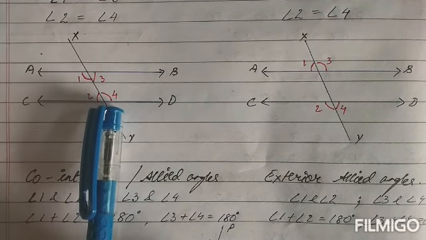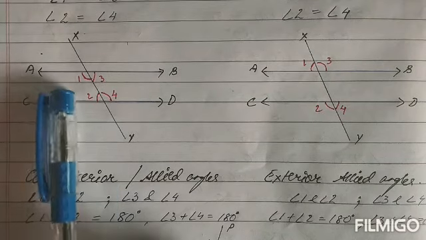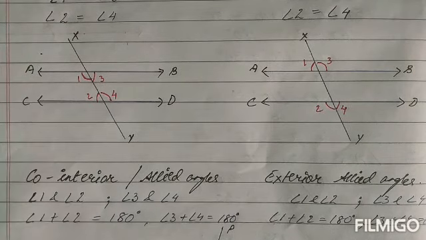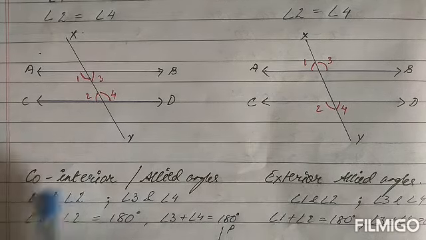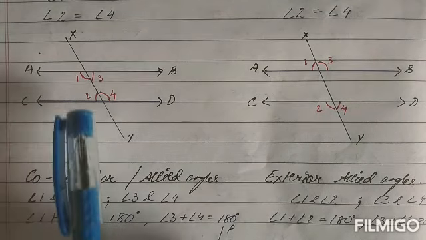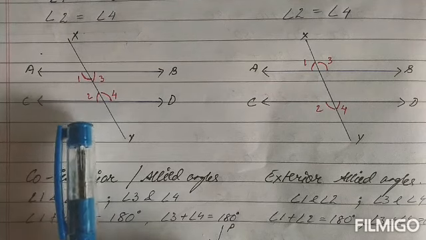Similarly, 3 and 4 are the interior angles but on the same side of the transversal. So 1 and 2, 3 and 4 are termed to be the co-interior angles. They can also be termed to be the allied angles. Now one more property over here, children. The sum of the allied angles will always be 180.